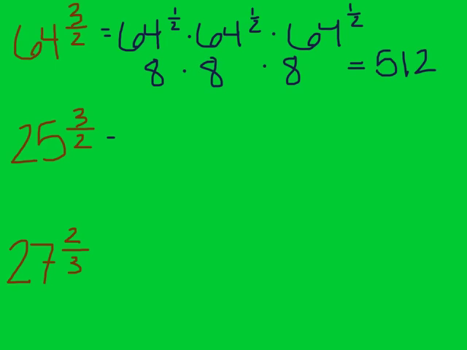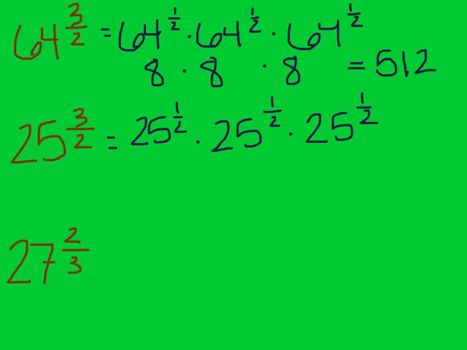Let's try this next one. Here we have 25 to the 1/2 times 25 to the 1/2 times 25 to the 1/2. Looking at that, what number multiplied by itself twice equals 25? Well, 5 times 5 is 25. So we have 5 times 5 times 5, which would give us 25 times 5. We'd end up with 125 as our answer.